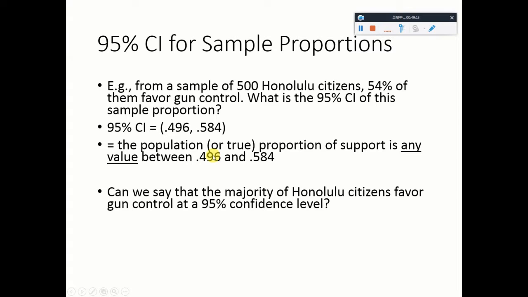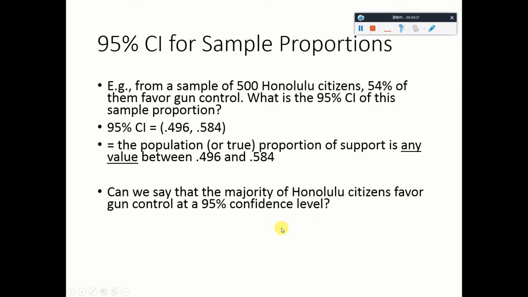So the question is, if this is the confidence interval for the population proportion, that means the population proportion could be anywhere between these two values. Then can we say that the majority of Honolulu citizens will favor gun control at a 95% confidence level?